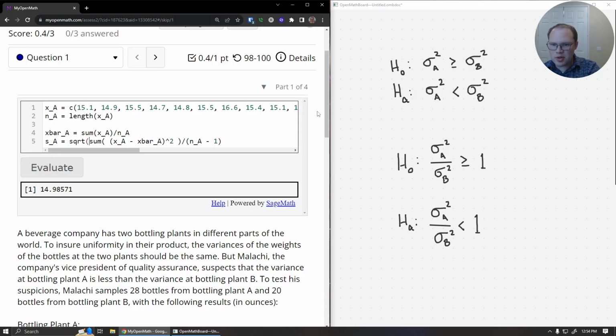It's the same formula we've always used, but we do have to be careful that we use the data, the mean, and the sample size from the sample we're interested in, which in this case is sample A. So I have that underscore A on each one of these. That gives me my sample standard deviation for the sample drawn from population A, and that's 0.6299408.